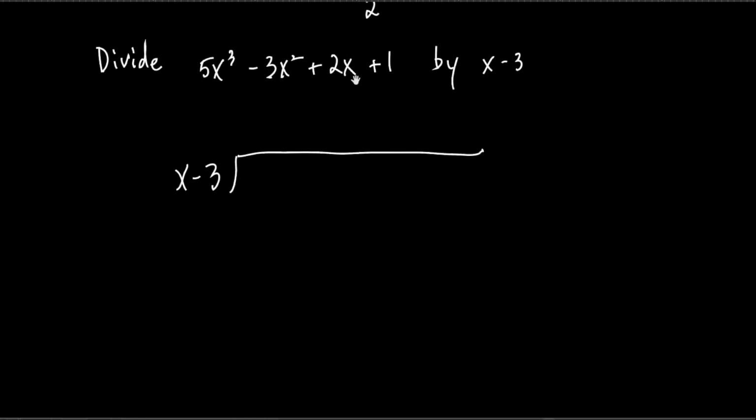Well, this says divide all this mess by x minus 3. The x minus 3 goes on the outside. All this mess right here goes inside. So I'm going to go 5x cubed minus 3x squared plus 2x plus 1.